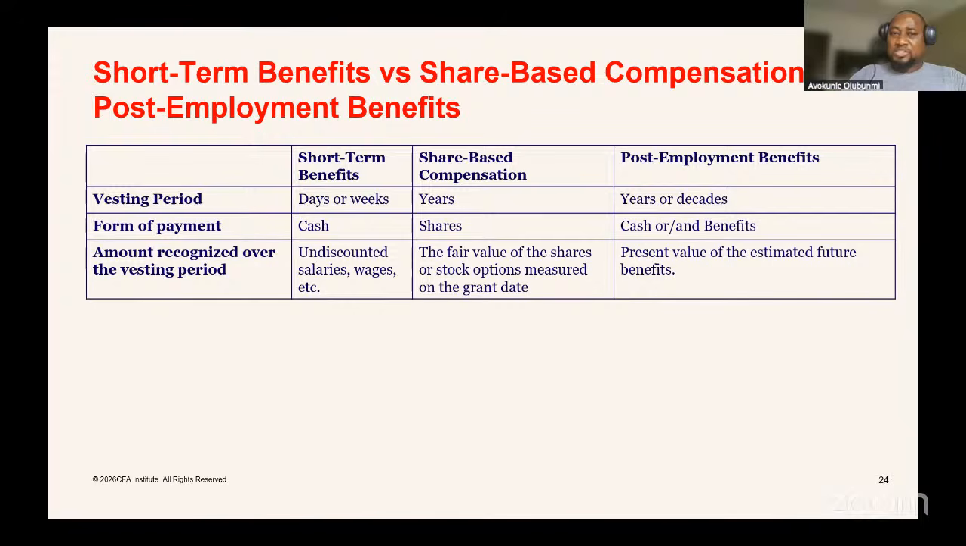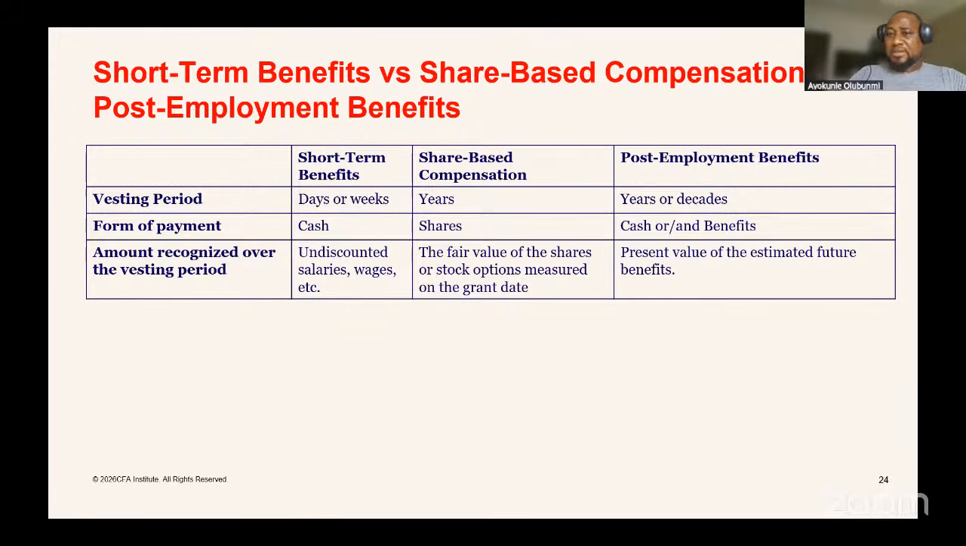In terms of share-based compensation, the vesting period takes years. The form of payment is shares, and then what? The fair value of the shares, based on the value on the grant date. This is what we use to value the shares of that particular company.